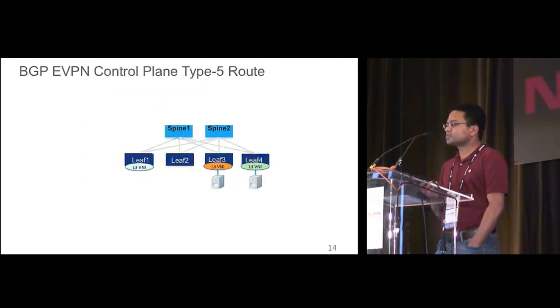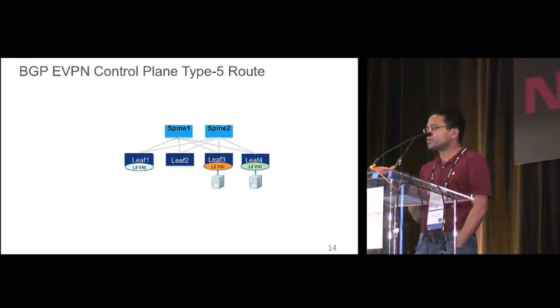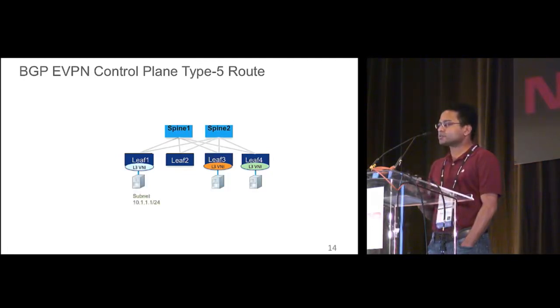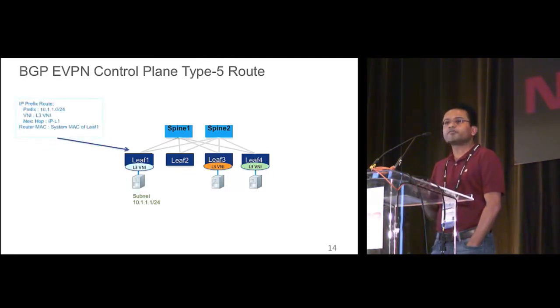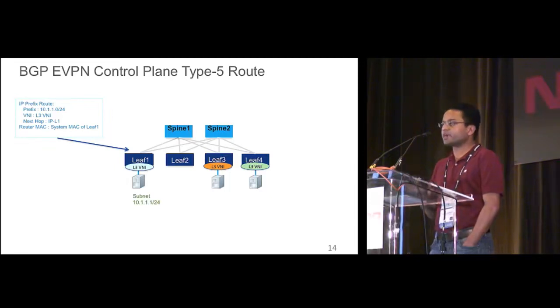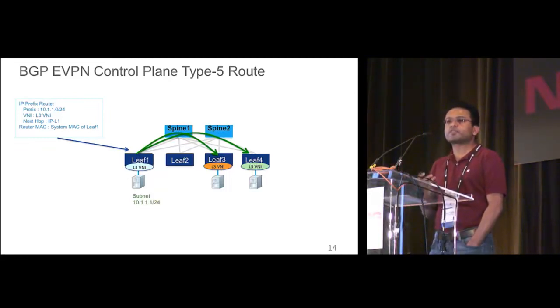Here's just an example. We have leaf 1, leaf 3, leaf 4. They have the same L3 VNIs, and the moment a subnet or a connected host is connected to the layer 3 VNI, it gets distributed into BGP. So BGP on leaf 1 will generate a type 5 route with the prefix 10.1.1.0/24 with an L3 VNI, the next hop pointing to leaf 1, and the router MAC also pointing to that of leaf 1's MAC. This route is advertised out to leaf 3 and leaf 4, because it looks like leaf 1, 3, and 4 are the ones which support the L3 gateway functionality.